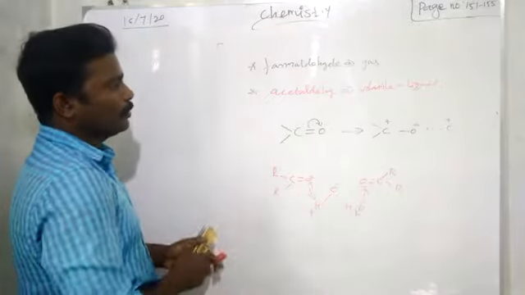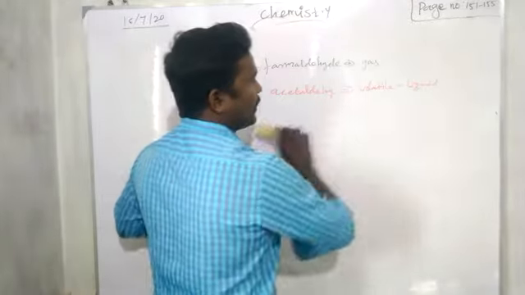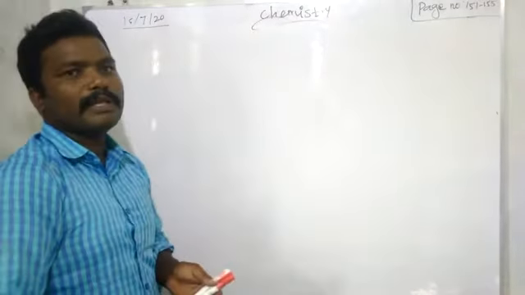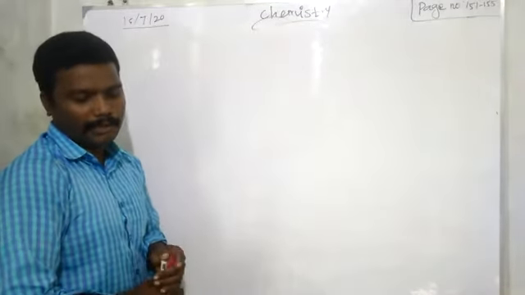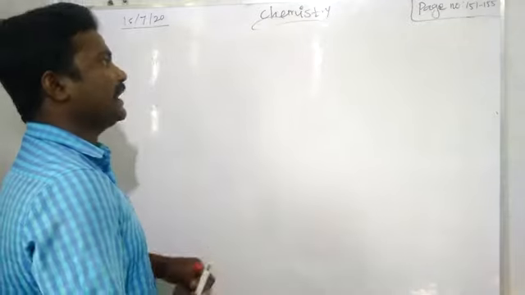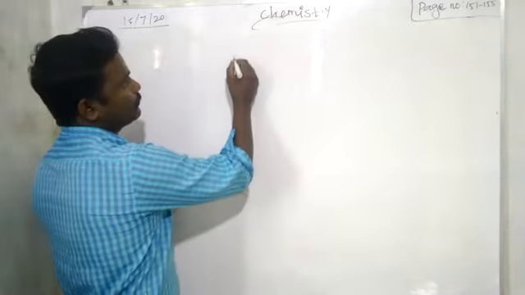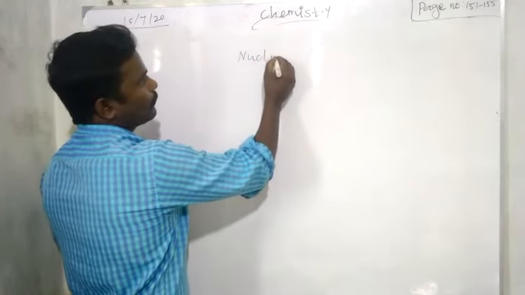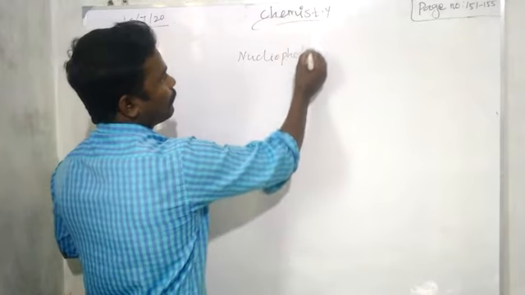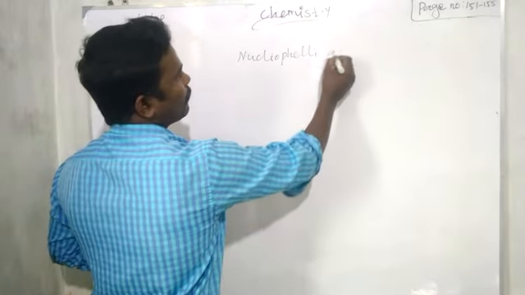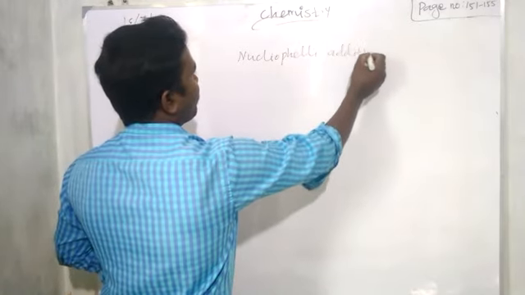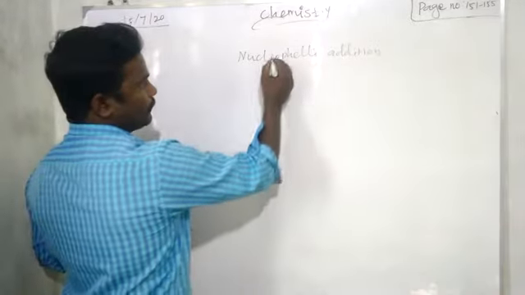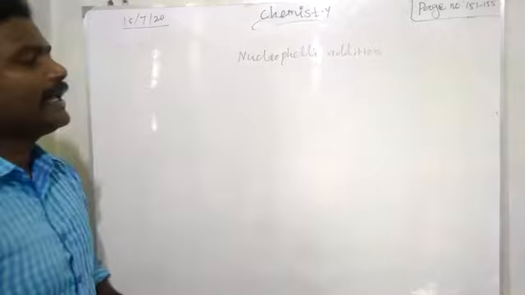Now we are going to learn about chemical properties, how they are reacting. Okay, chemically how they are reacting, we are going to learn now. The first one is nucleophilic addition. Nucleophilic addition, right? So nucleophilic addition means what?